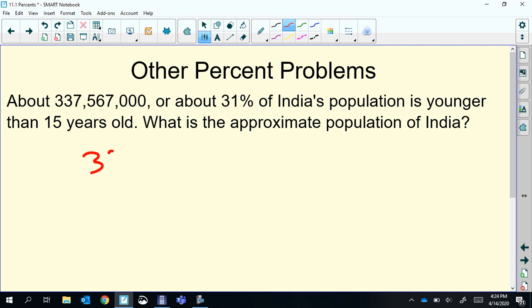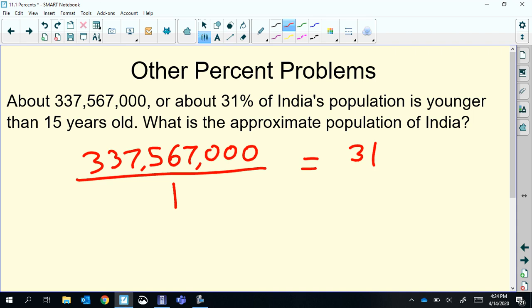We don't know the total. But that is 31%. So we don't know what the total is. Well, that would go underneath that, and that's how we would find our percent. It would actually be our decimal, though, so change it to a decimal. And this is all we're trying to solve out.